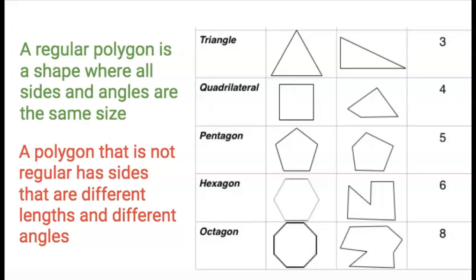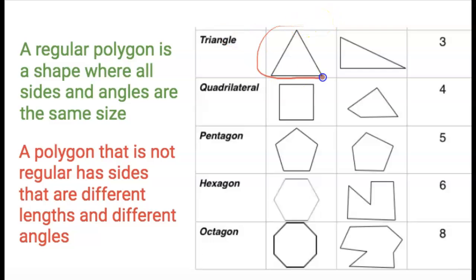Okay. Another term that we're going to be looking at is what is a regular polygon and a polygon that is not regular. Okay, so, well, what does regular mean? Well, regular means a lot of things, but in geometry, what regular means is a shape where all the sides and angles are the same size. Okay, so to be regular, all your sides and angles have to be the same size.